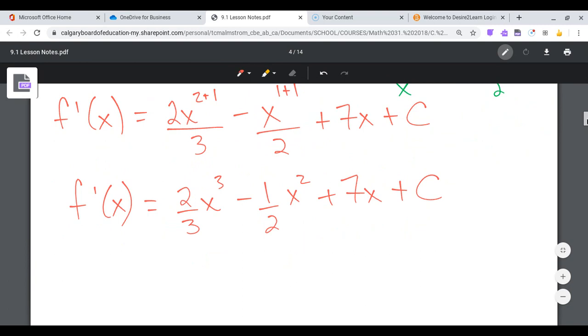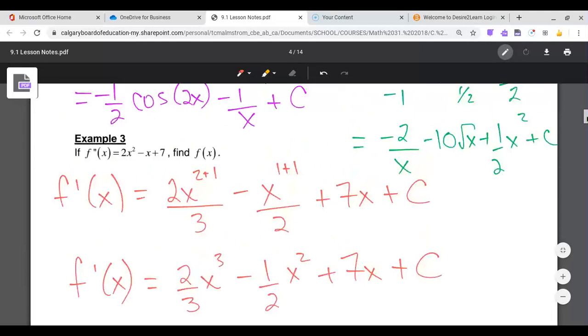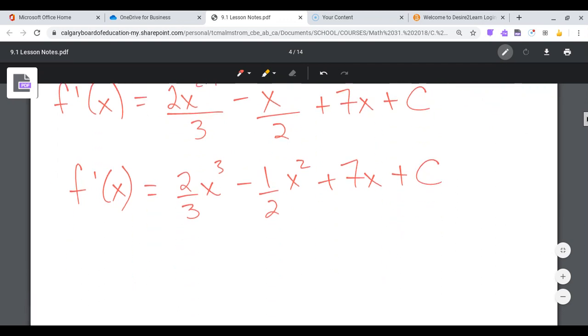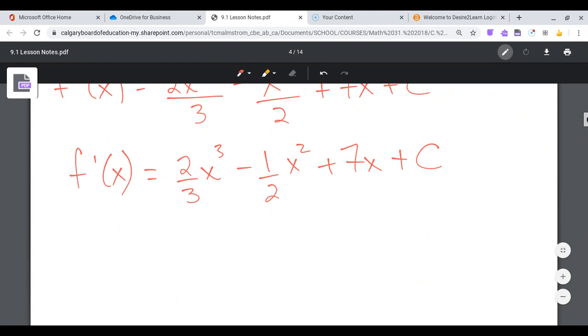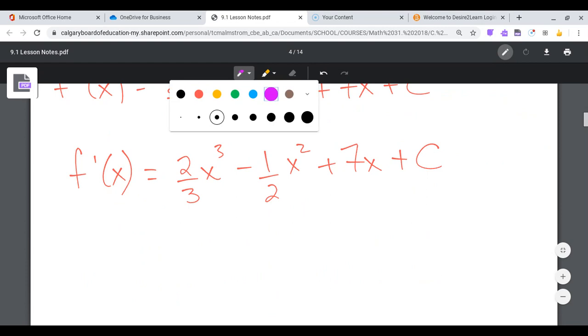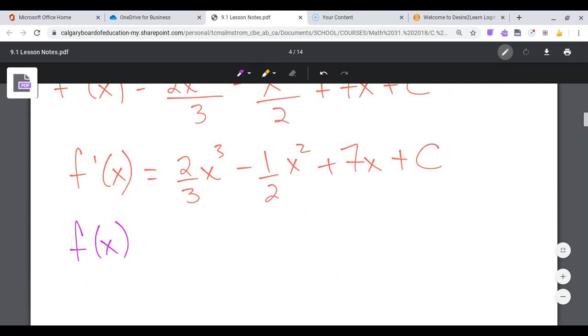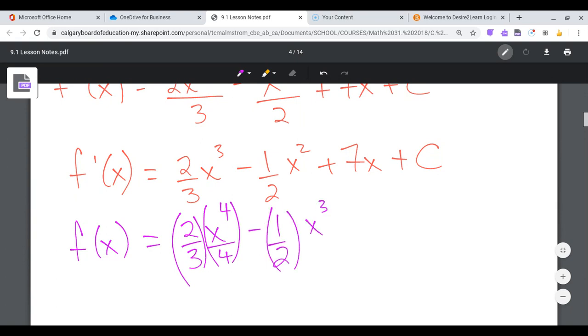Now I want to find little f of x. And really, if we were thinking about little f of x being the first derivative, then this guy actually would be the third derivative. Doesn't really matter. We just have to understand the notation and how far we have to go. How many times do I have to go backwards? Okay, so I'm going to now go to little f of x. So 2/3 is my constant. X to the power of 3 plus 1 is 4, divided by 4. Maybe put this in brackets to know I'm going to multiply that in a minute. Minus 1/2. X 2 plus 1 is 3 over 3 plus 7x squared over 2.